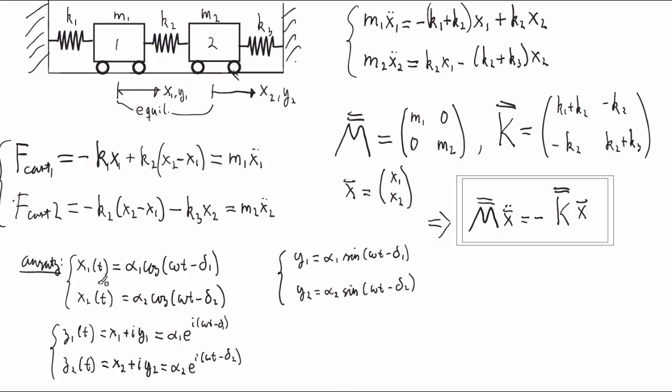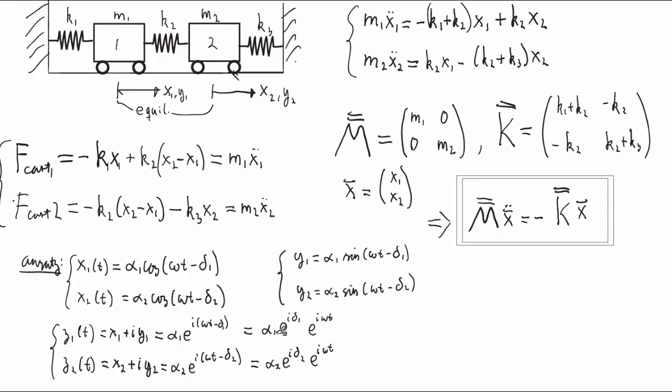Okay, so just making this ansatz, we can write the sum of x1 and x2 like this. We can rewrite that a little bit. So we get alpha 1 times e to the i delta 1 times e to the i omega t for z1, and z2 equals alpha 2 times e to the i delta 2 times e to the i omega t.